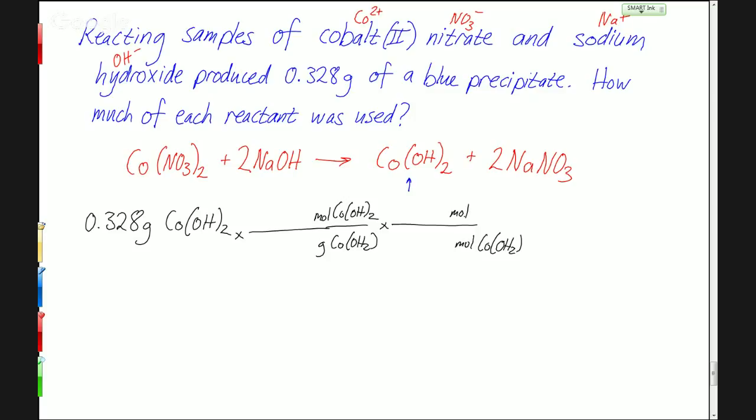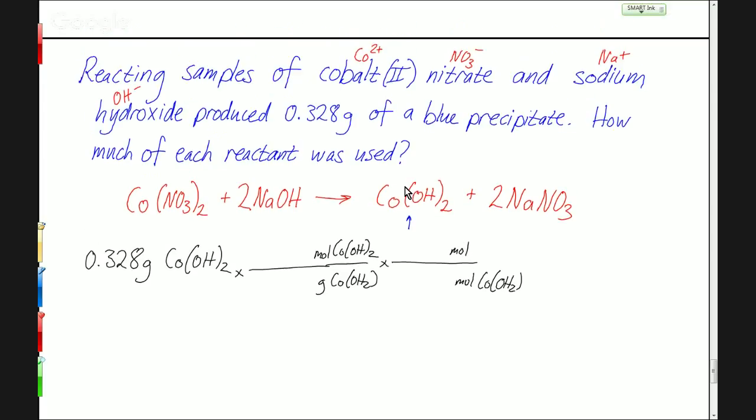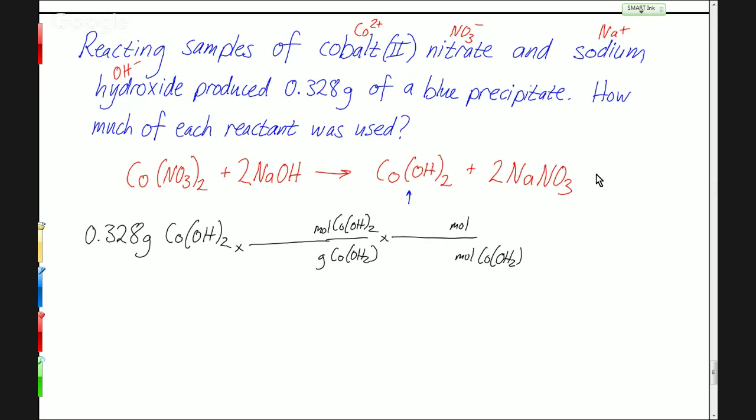Well, couldn't you actually solve for one and then subtract the other? No, because this isn't the only product that forms. It's true that the masses have to be equal on both sides, but we need to know how much we have of both of these things to be able to subtract it. All right, so let's do the cobalt nitrate.